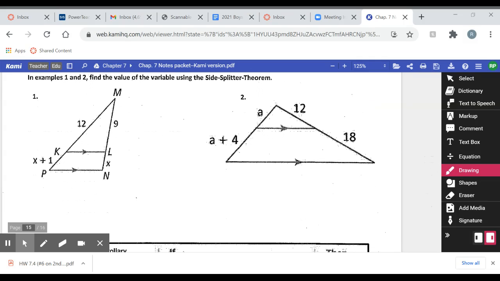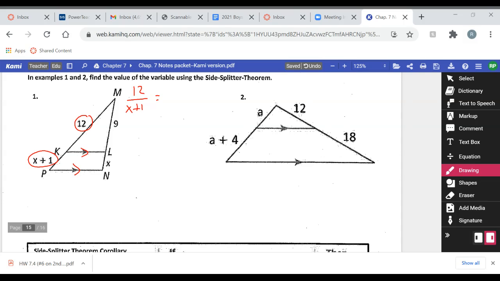All right, on example 1 and 2, you can see here that these would be times we could use the side splitter theorem. Again, there are different ways to set up a proportion like we've been talking about. You just need to stay consistent with however you choose to do that. So in this particular case, I can say 12 over x plus 1, because again, these two lines are parallel, splitting these pieces up into proportional parts. So I can say 12 over x plus 1 is equal to, and then on the right side, I can say 9 over x.